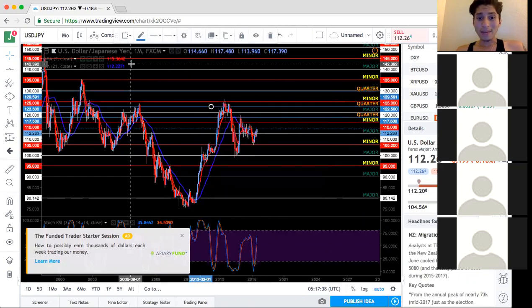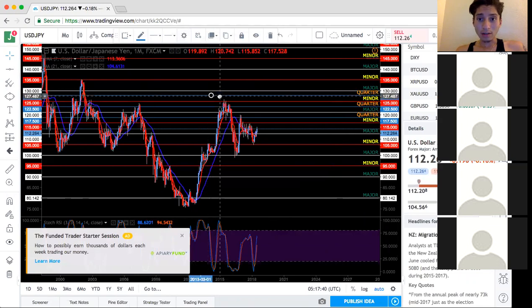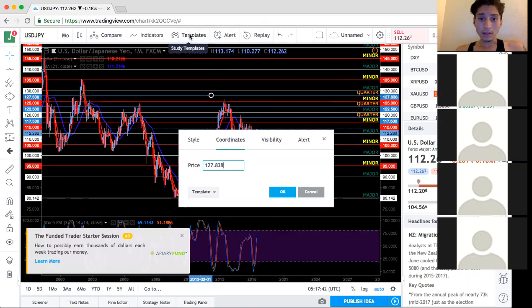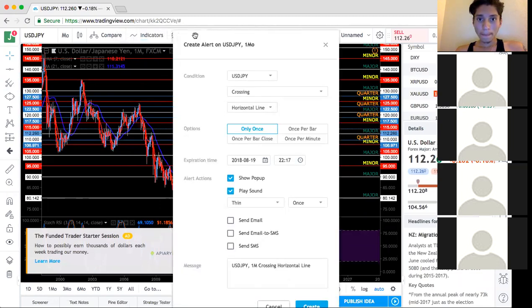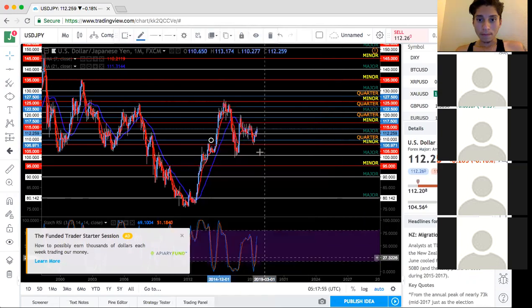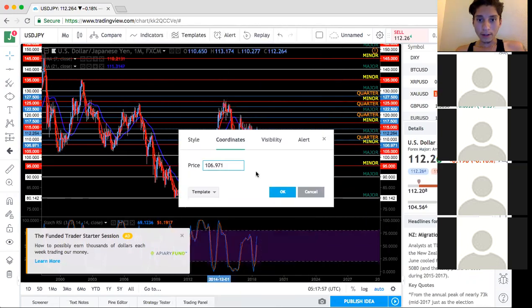See guys, I'm pretty bad at math and I can still calculate this, so it proves that you don't need to be smart for this. 127.50. I'm only going to do the ones that are surrounding price where it's at now. Oh yeah, you can create an alert.